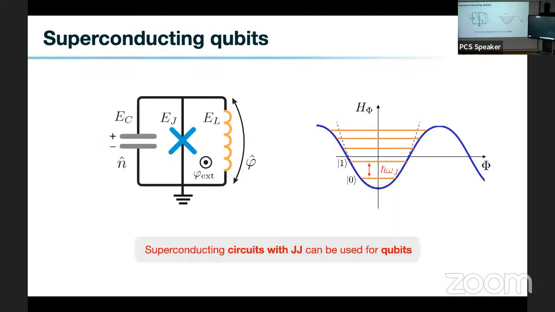Yep. So if we add the nonlinear element when we compose the superconducting circuit, then we can make a qubit. That's the message I want to deliver.